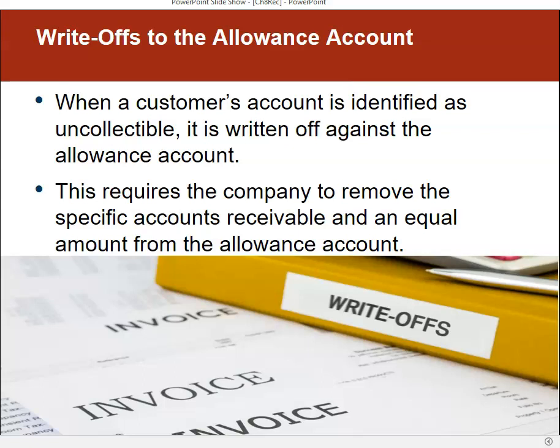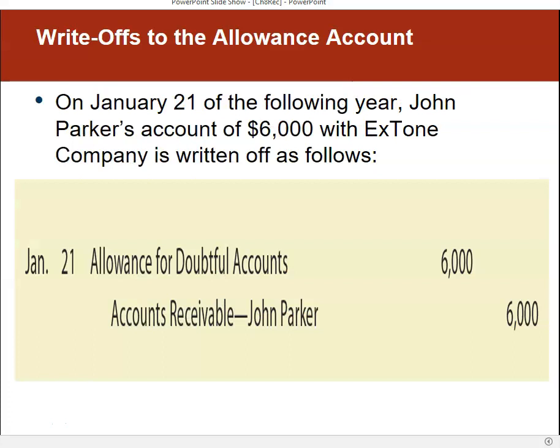So we're going to do something similar under the allowance method to what we would do with the direct write-off method, but it's going to look a little bit different. Let's take a look and see what we have here. It says on January 21 of the following year, John Parker's account of $6,000 is written off as follows.